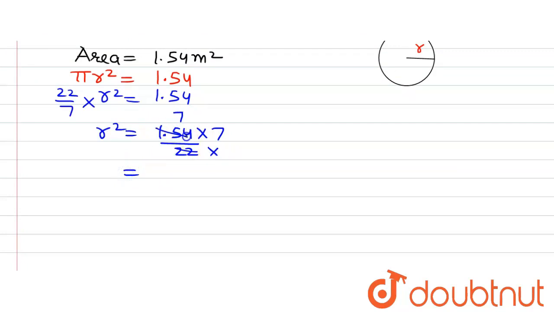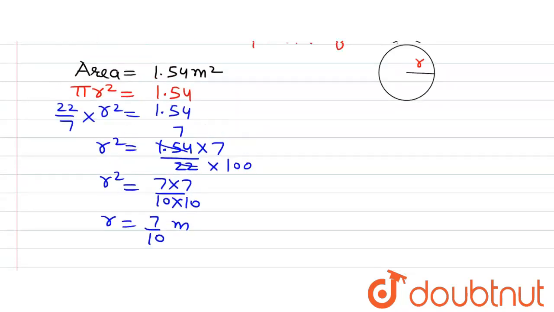There are two digits after the decimal point, so we can divide by 100 to equalize it. So we will have r square is equal to 7 multiplied by 7 divided by 10 multiplied by 10, which will give us r is equal to 7 divided by 10, because it will be a square root and 7 and 10 are forming a pair, so we will have 7 divided by 10 meter. This is the radius of the circular wheel.